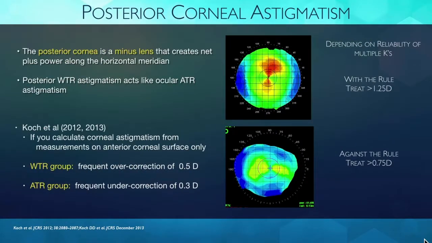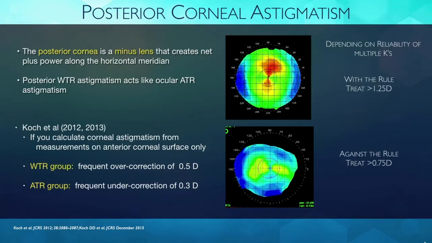But let's elaborate a little bit on what Liz Yu was talking about with posterior corneal astigmatism. The posterior cornea acts like a minus lens, and it creates a net plus power along the horizontal meridian. So posterior with-the-rule astigmatism is like against-the-rule astigmatism. And Koch and all his colleagues have shown that with the rule, we can get an overcorrection of about half a diopter if we don't pay attention to it. And against the rule, it's about 0.3 diopters, so we must pay attention to it.